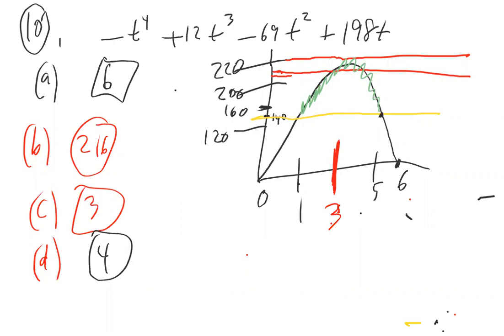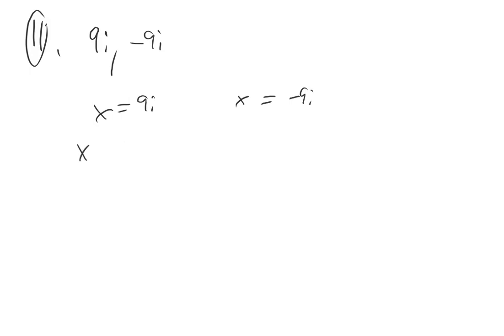Now let's try number 11. So 9i and negative 9i. Whenever there's a pair of numbers with i in them, that represents an equation that has x. So actually it represents two equations. It represents x equals 9i and x equals negative 9i. Now we're going to solve this problem backwards. We're going to move the 9i to the left. Then we'll move that negative 9i to the left, like that.